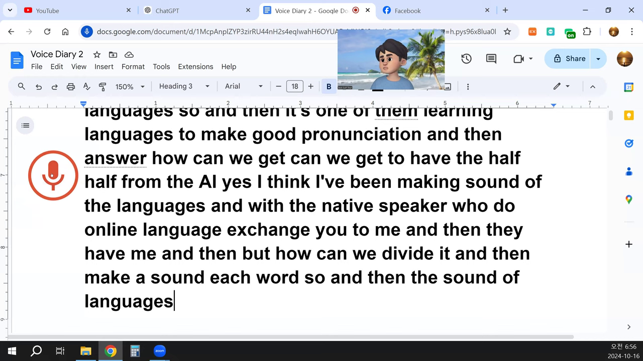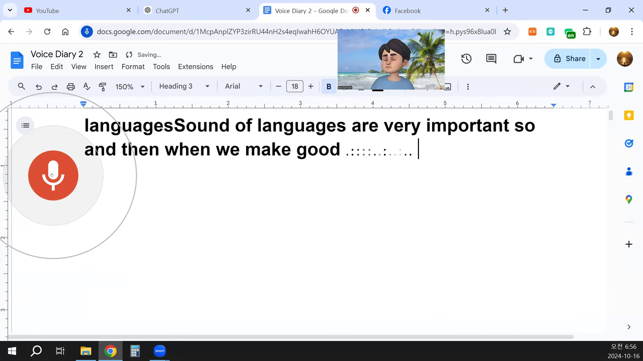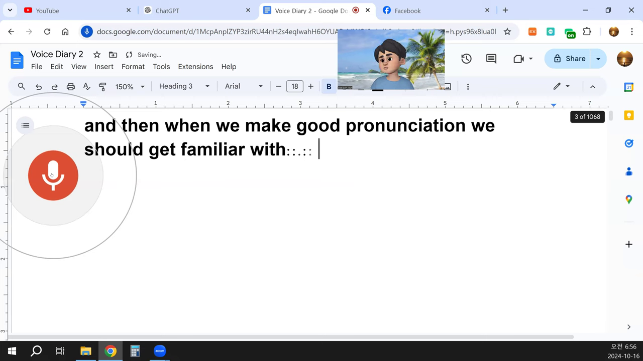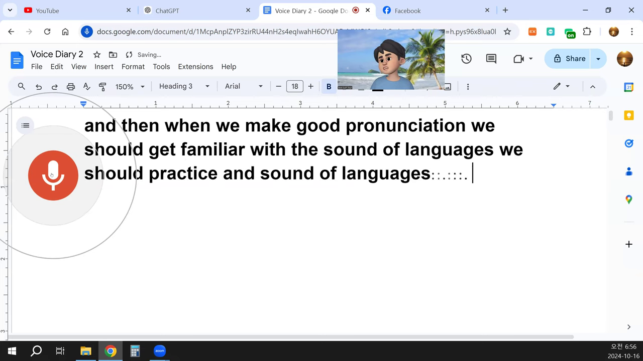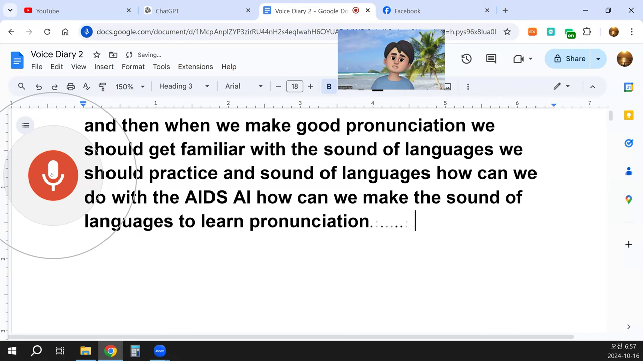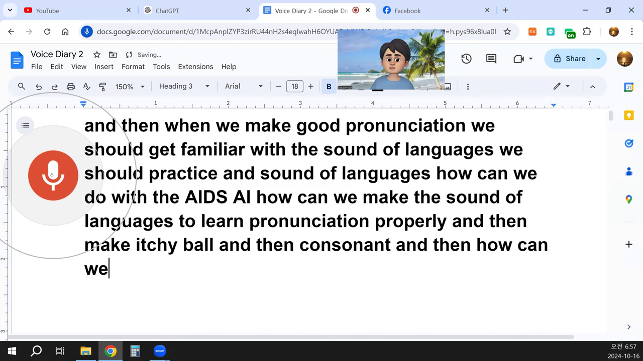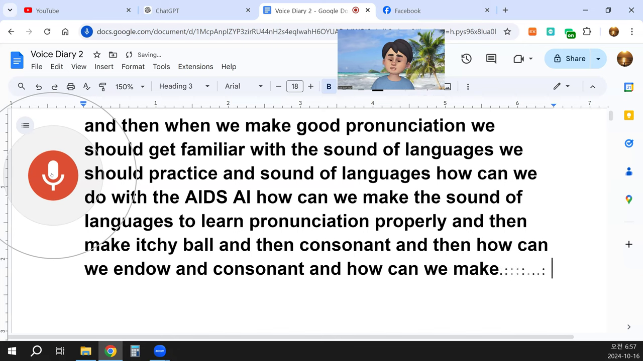The sound of languages is very important. When we want good pronunciation, we should get familiar with the sound of languages and practice it. How can we do this with the AI? How can we make the sound of languages to learn pronunciation properly? We make each vowel and consonant, and then how can we make some sound of languages.